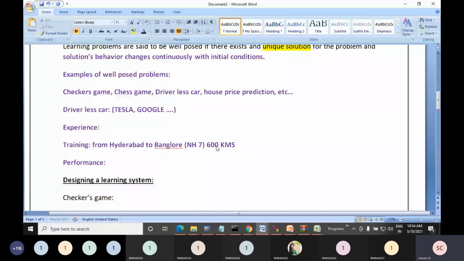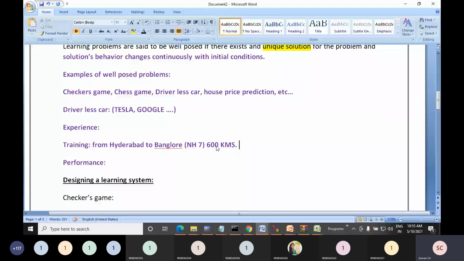So what I'll do is get the training data from different drivers who drove vehicles from Hyderabad to Bangalore on NH7, 600 kilometers. How many times I took a left turn, where I took a left turn, how many times I took a right turn? What was the average speed, where I was getting some toll gates, etc.